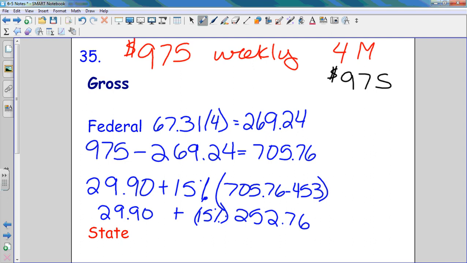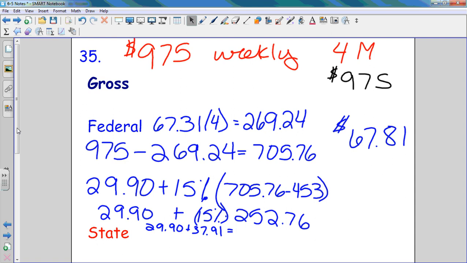So 37.91 plus 29.90 is $67.81. Is that what everybody got? Okay, so he has to pay $67.81 to the federal government out of that $975.